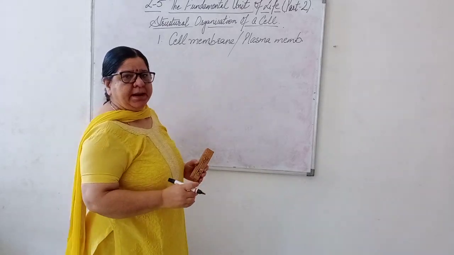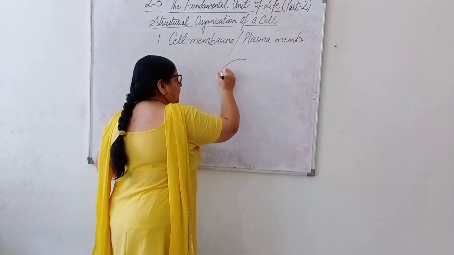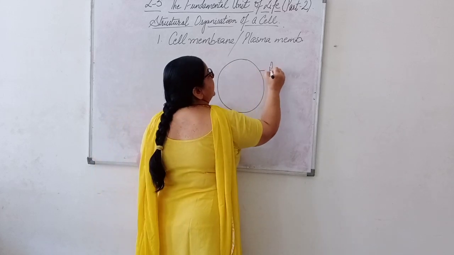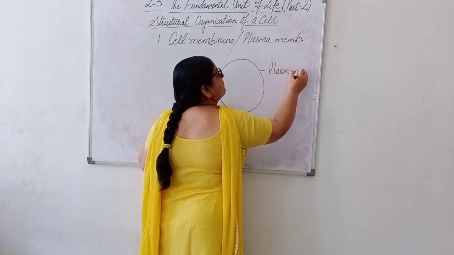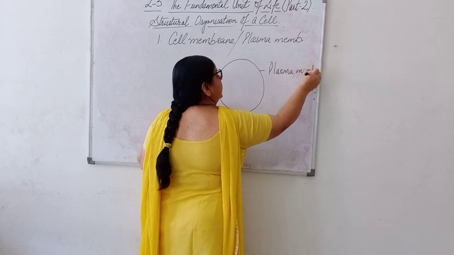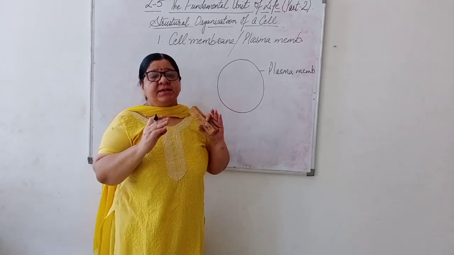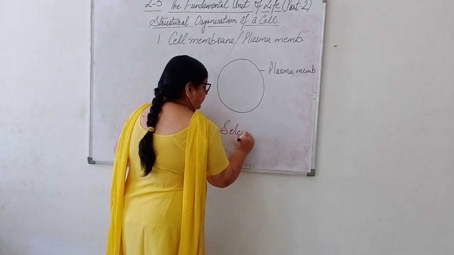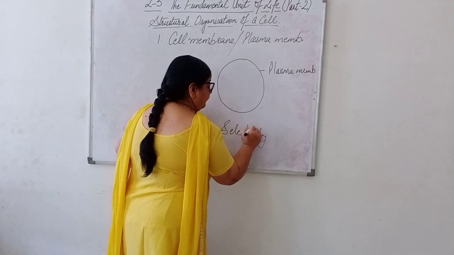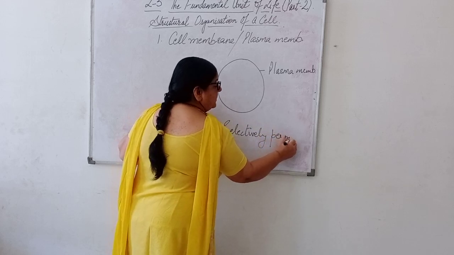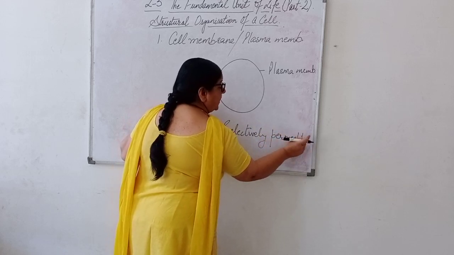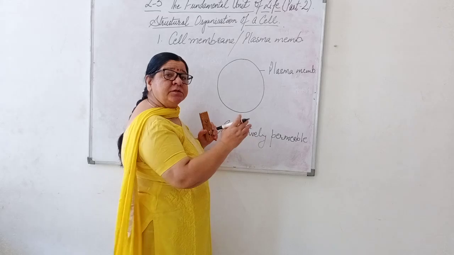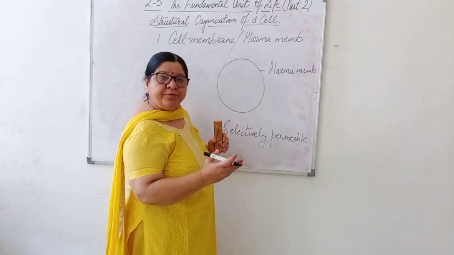Now the cell membrane, it is the outermost covering of the cell. This outermost covering is known as the plasma membrane. It is known to be a selectively permeable membrane. Selectively permeable. Permeable means which allows only or which permits only selective things to pass in and out of it.